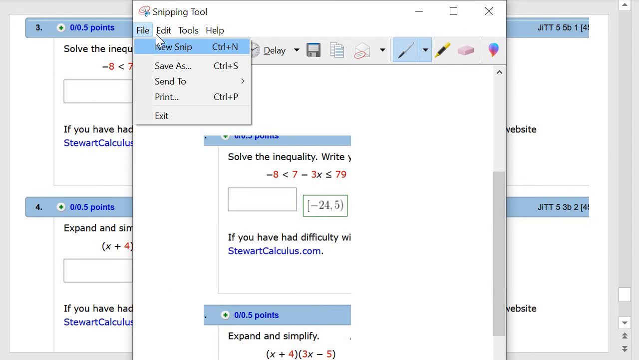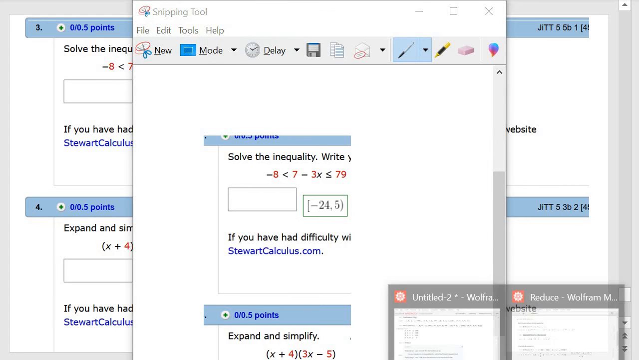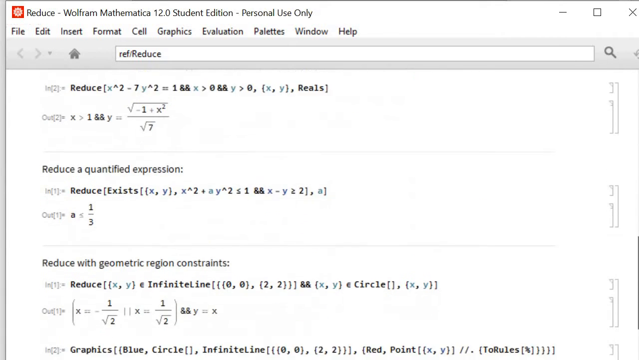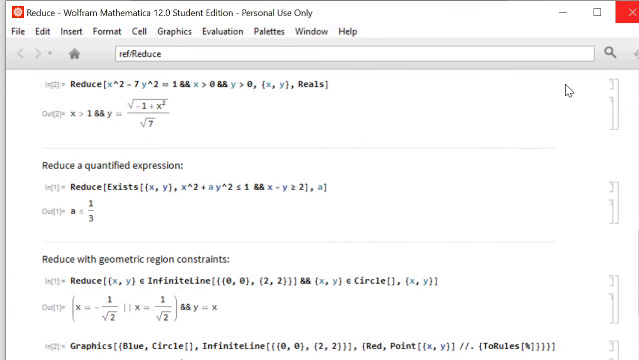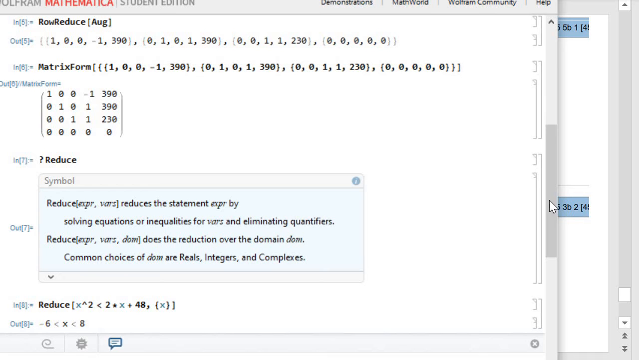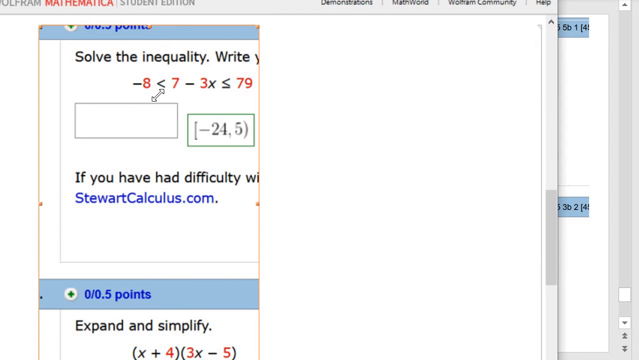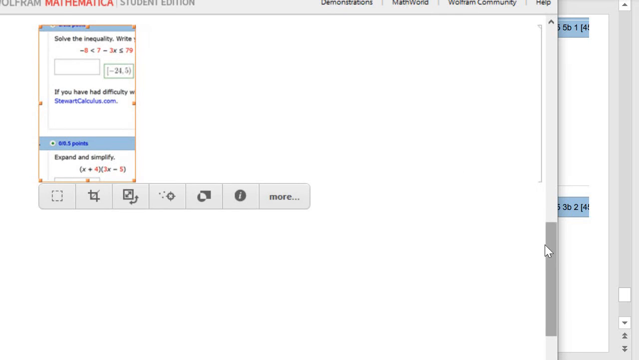Copy and paste into Mathematica. And you're not hurting yourself by doing these in Mathematica, because the more you do in Mathematica, the better you get at using Mathematica. But let's just see what Mathematica can do for us. Make Mathematica work for you.